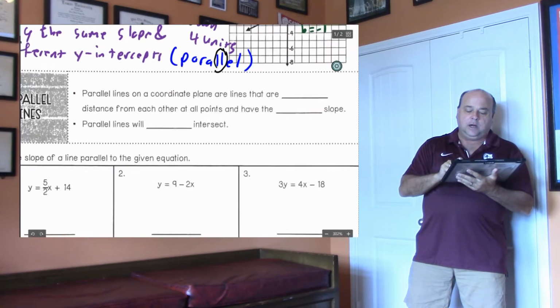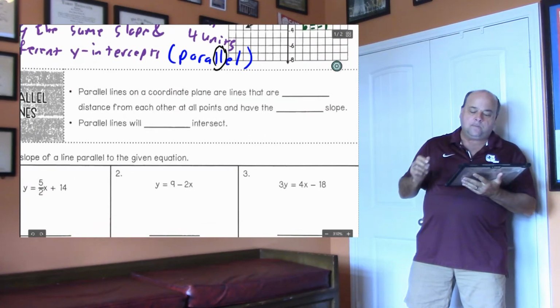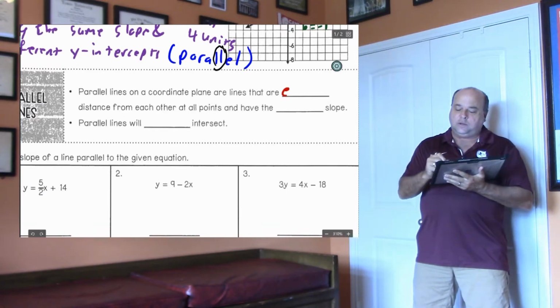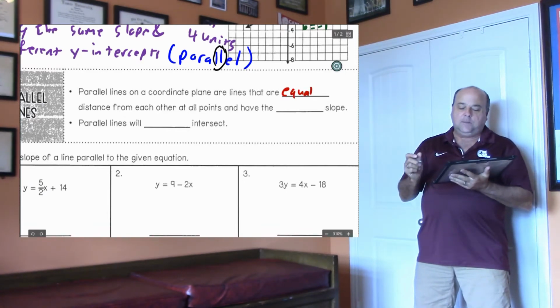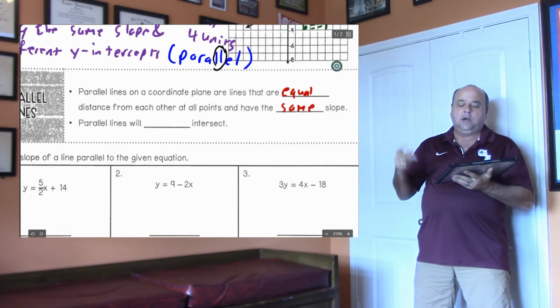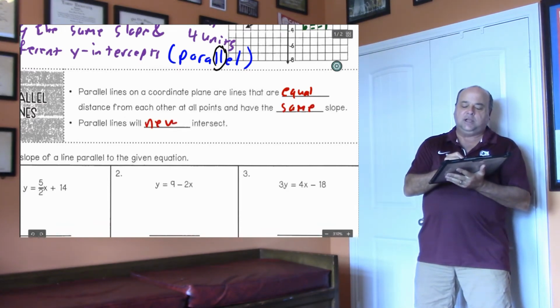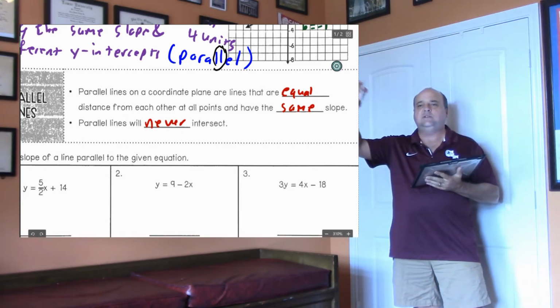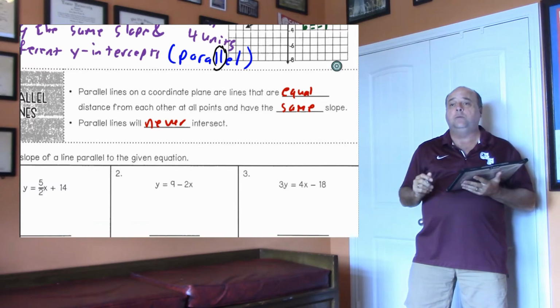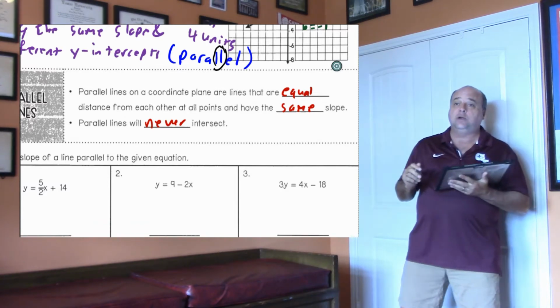Okay, so parallel lines on a coordinate plane. Parallel lines on a coordinate plane are lines that are equal distance from each other at all points and have the same slope. Parallel lines will never intersect. Okay, so they are always the same distance from each other at any point. They have the same slope, but the y-intercepts are different.